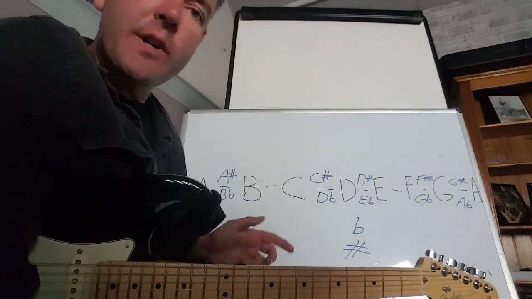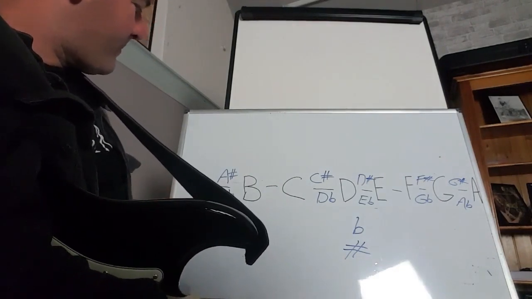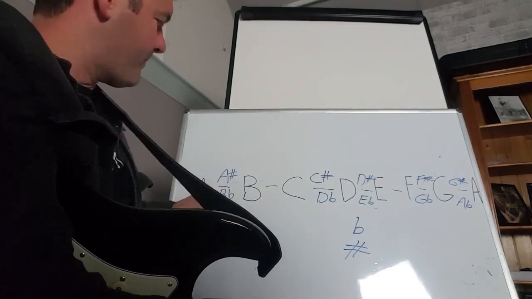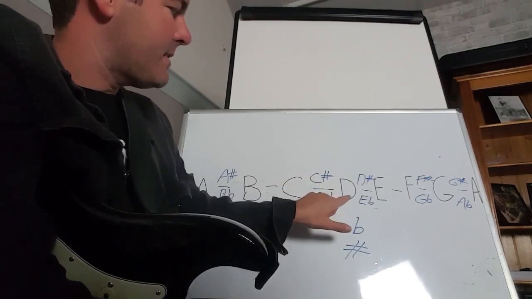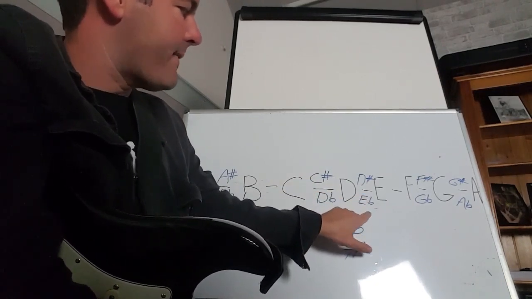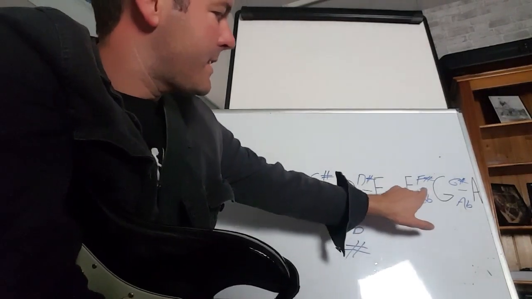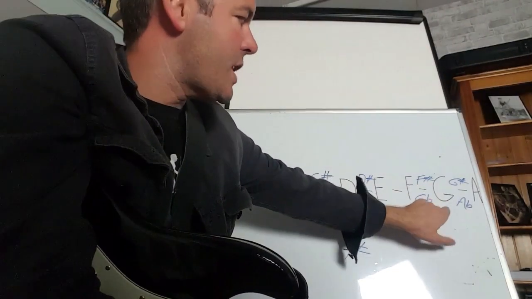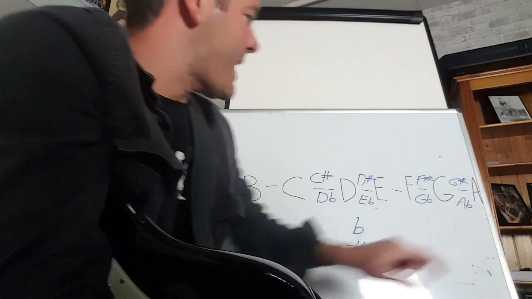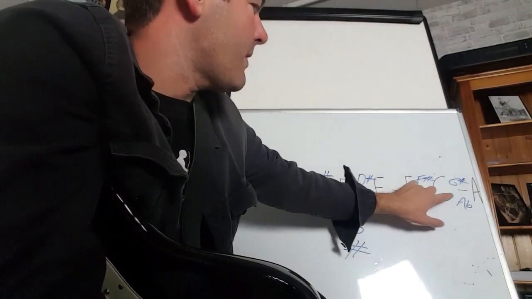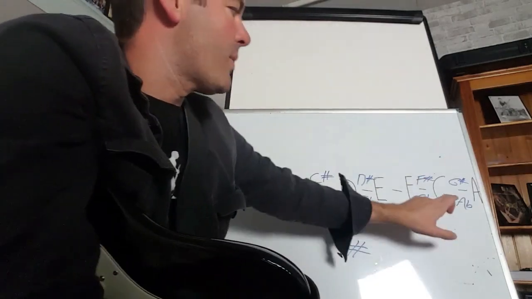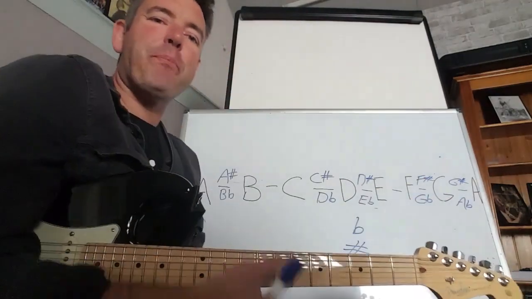So that is our 12 notes. Let's count them. We've got A sharp or B flat, B, C, C sharp or D flat, D, D sharp or E flat, E, F, F sharp or G flat, G, G sharp or A flat, and A. 1, 2, 3, 4, 5, 6, 7, 8, 9, 10, 11, 12 notes before we get back to our A and back to the start.